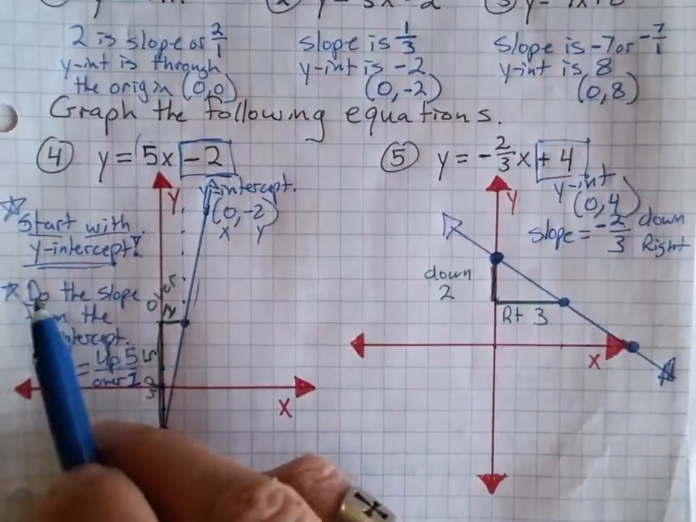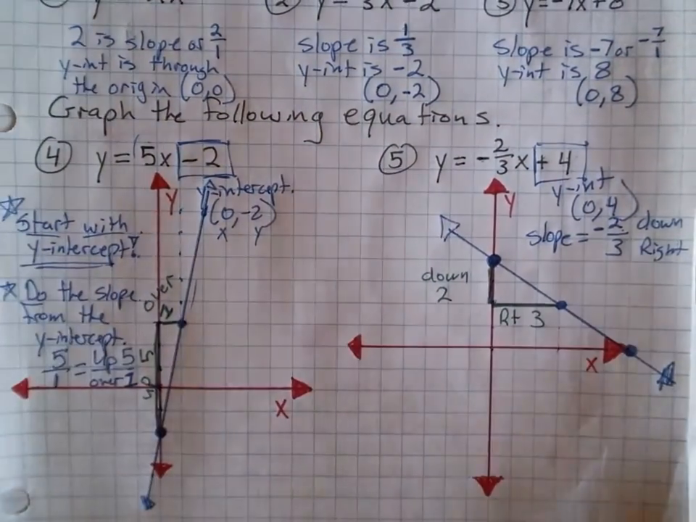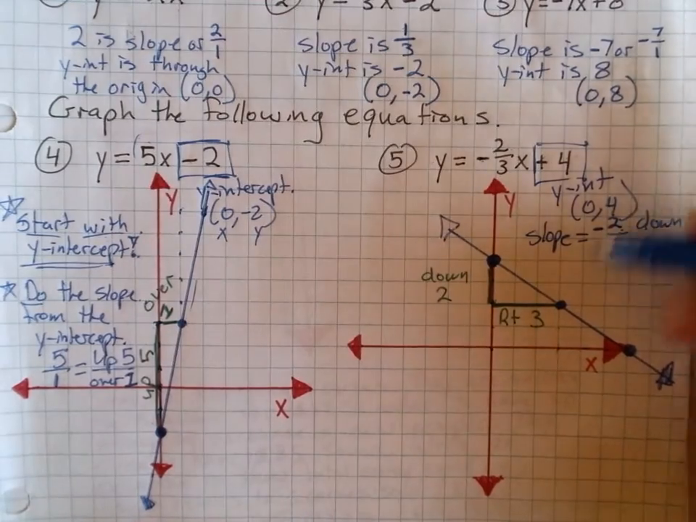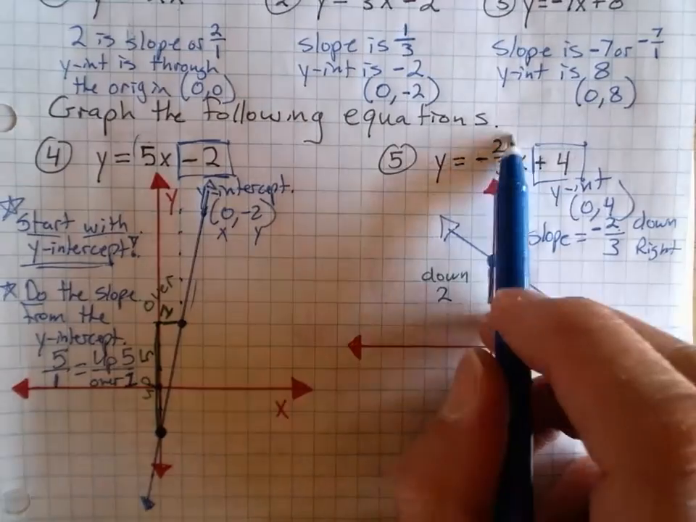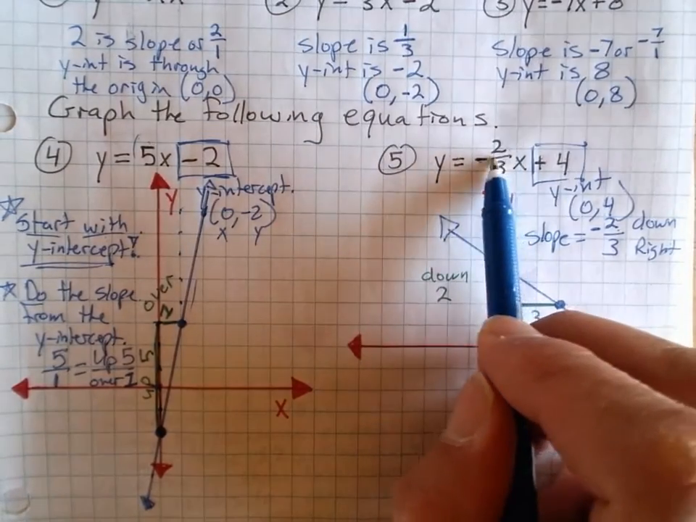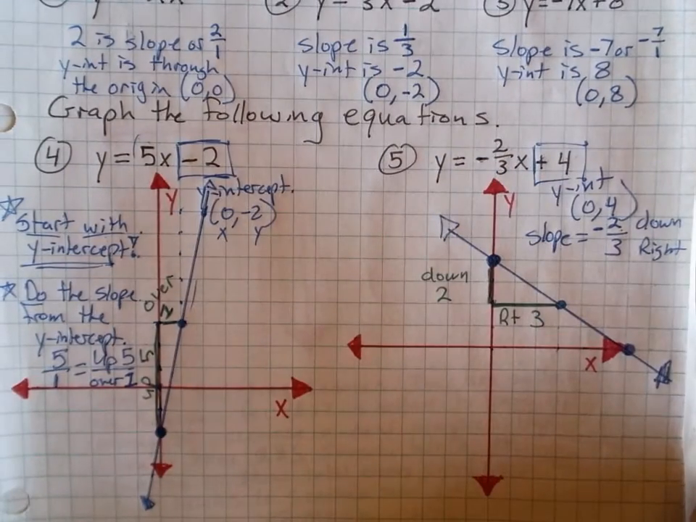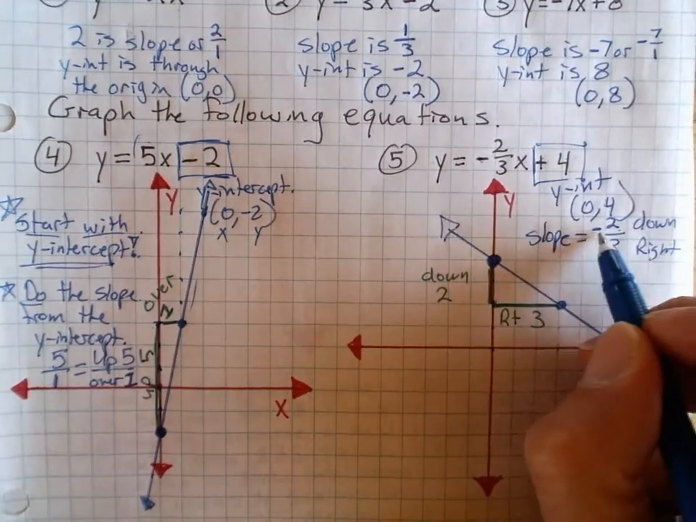Then, from there, remember, do the slope. It's an action. The slope is telling you it's doing something. It's a rate. It's a movement. Okay? So the slope here is -2 over 3.